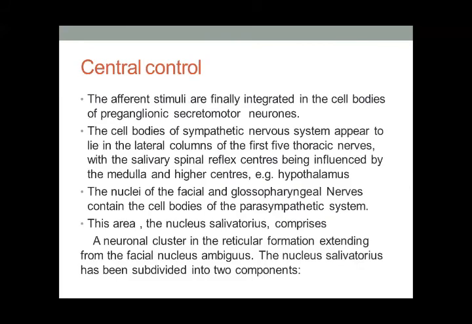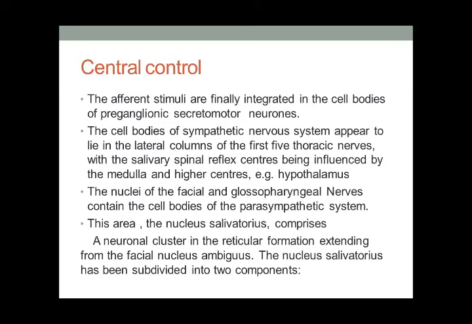Central control: the efferent stimuli are finally integrated in the cell bodies of preganglionic secretomotor neurons. The cell bodies of the sympathetic nervous system appear to lie in the lateral columns of the first five thoracic nerves, with the salivary spinal reflex centers being influenced by the medulla and higher centers, for example the hypothalamus. The nuclei of the facial and glossopharyngeal nerves contain the cell bodies of the parasympathetic system.